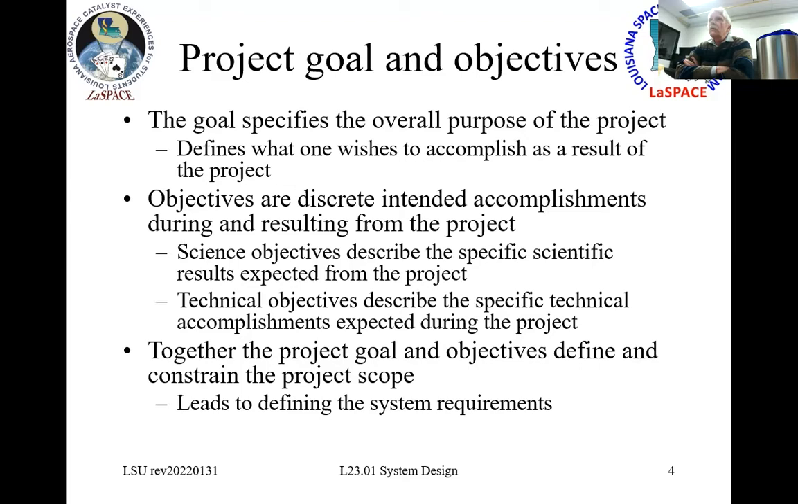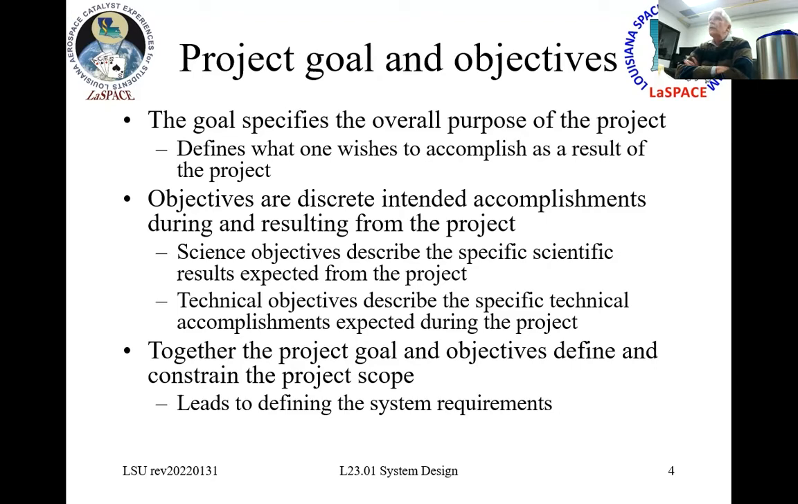So a goal could be something like this: this payload measures the temperature profile from sea level to 100,000 feet in order to identify the location of the ozone layer.